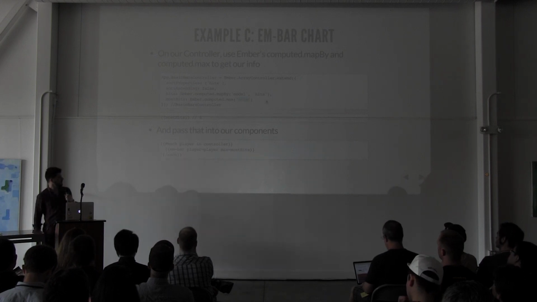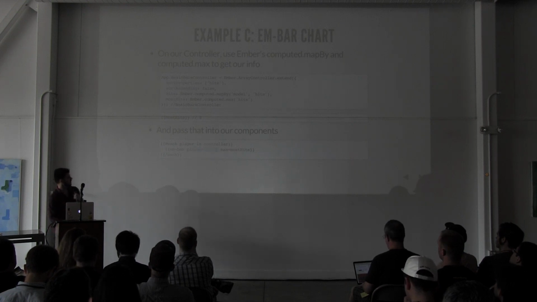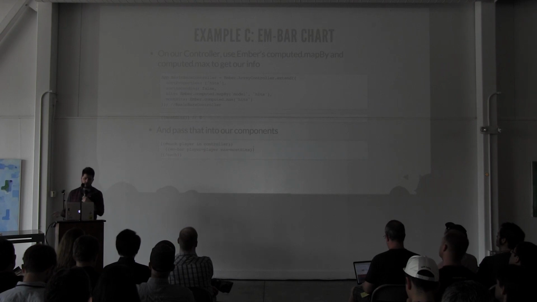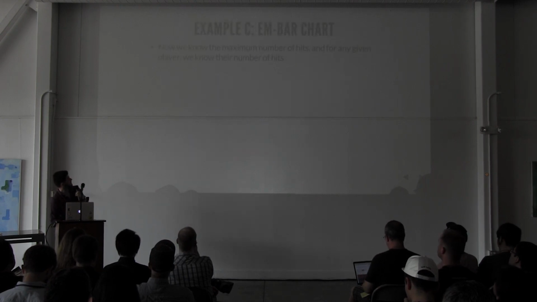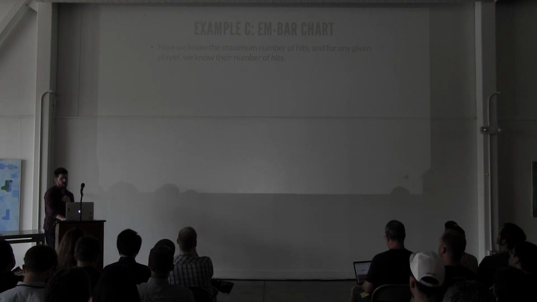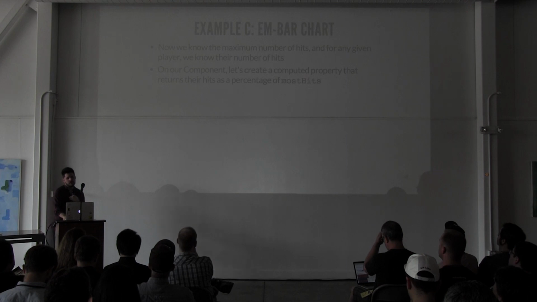But this will just tell us the person in this list that has the most hits, and then it'll give us that number. And in addition to passing the player to our component, we'll also pass this most hits in as max. This way, each component is going to be aware of what the maximum is. And that gives us some stuff we can work with. So now we know the maximum number of hits for any given player, and we know their number of hits. Just kind of walking through it.